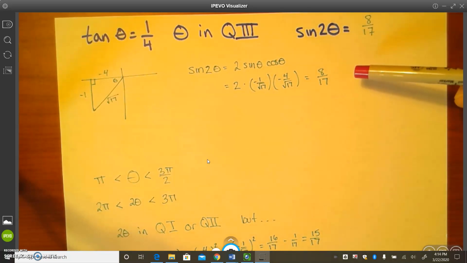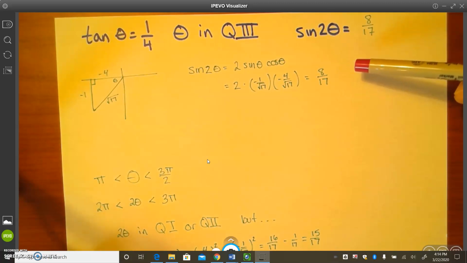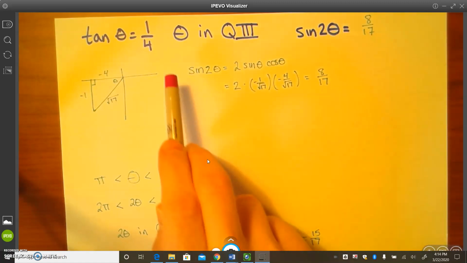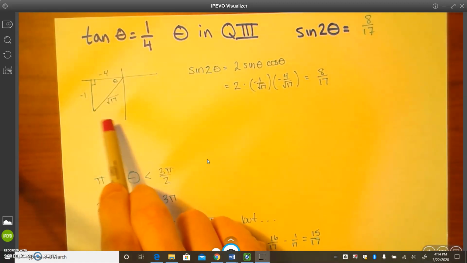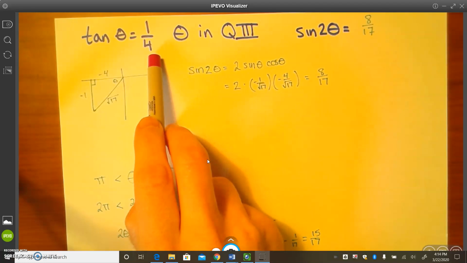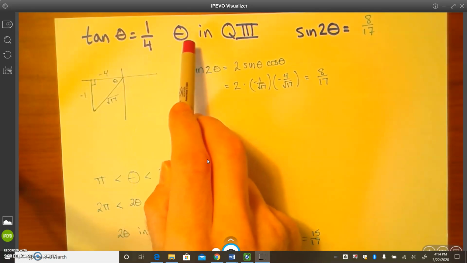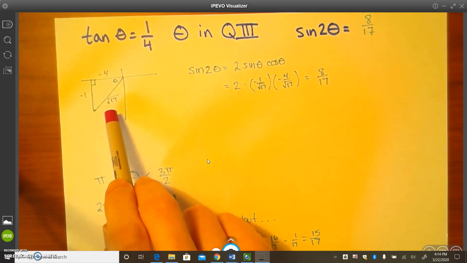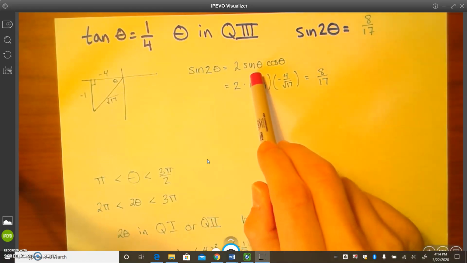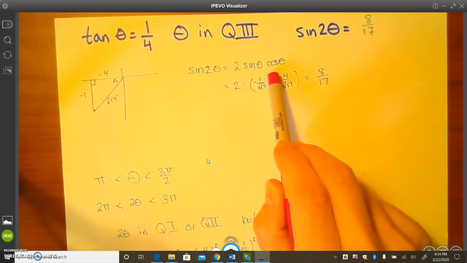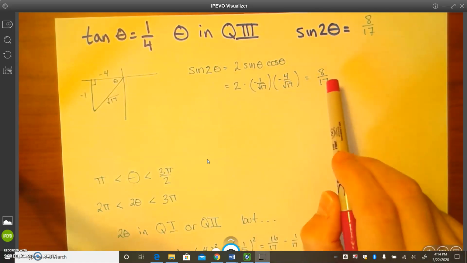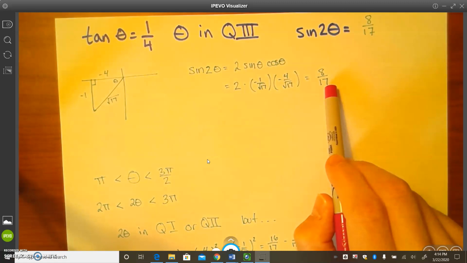So the exit ticket from Friday's Google form had this information given to us, and we wanted to find sine of 2 theta. So using the triangle here that we constructed from the tangent ratio given to us, and the restrictions on theta narrowed it down to the third quadrant, we can find whatever ratio for theta we want, specifically sine theta and cosine theta, because that's part of our double angle formula for sine. So simply plugging those all in, we get positive 8 over 17.